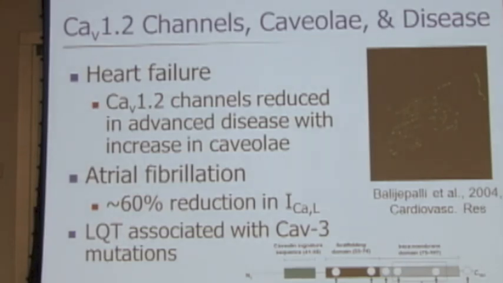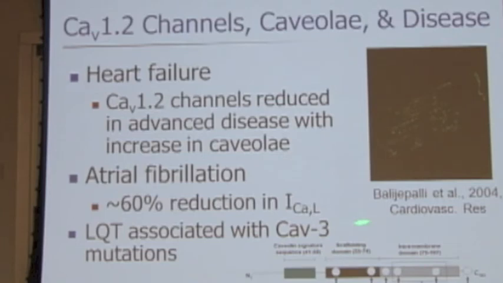But it's also, I think, relevant to point out that in a variety of pathophysiologies, CaV1.2 channels are reduced in advanced disease when there are changes in caveolae. And so that may suggest a particular mechanism leading to changes in the density of calcium channel in heart failure. In atrial fibrillation, as many of you know, there's a prominent reduction in L-type calcium current that we think is related to changes in the structure of the cardiomyocytes and alterations in caveolae, although that's early work.